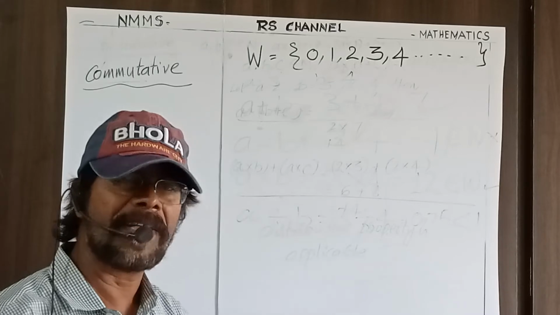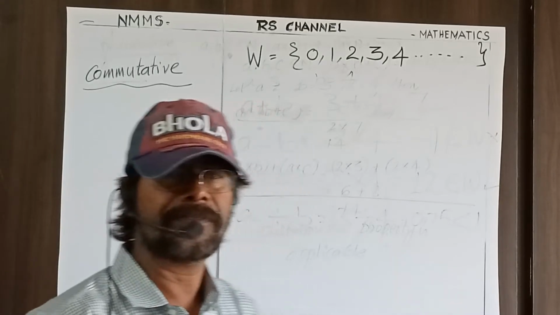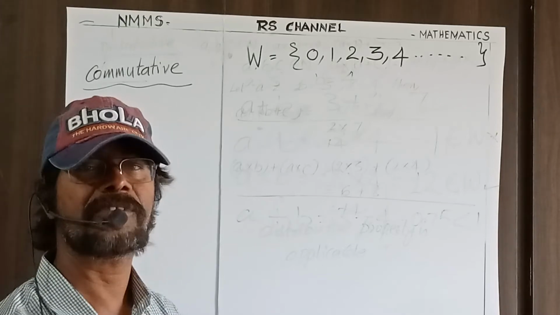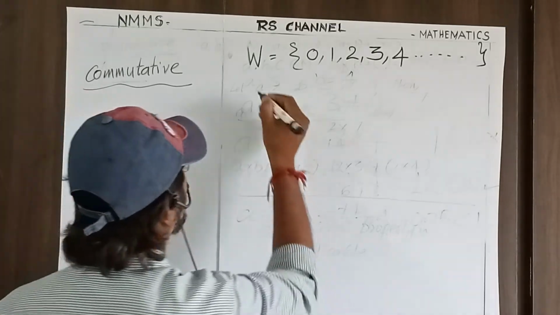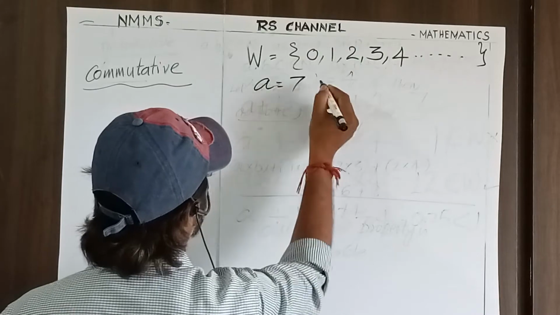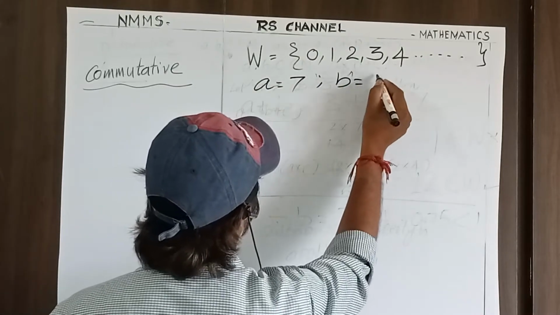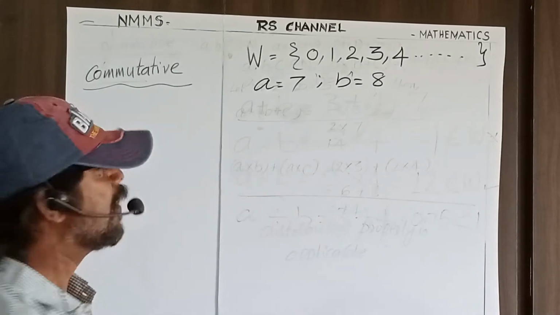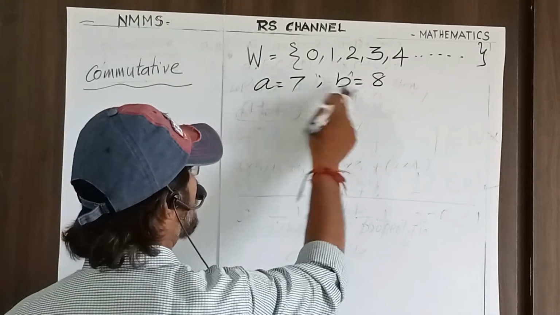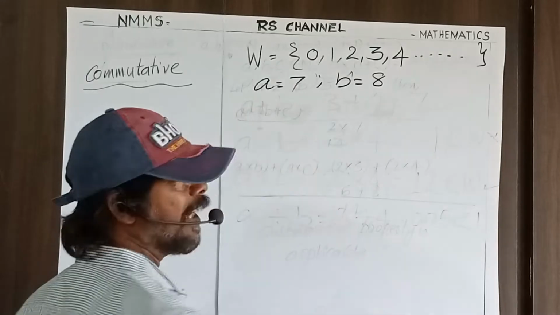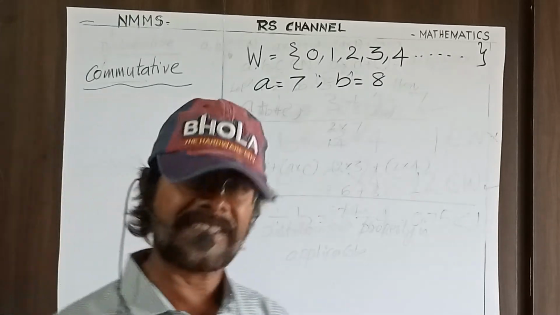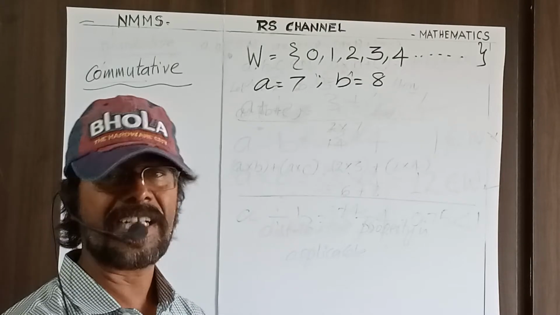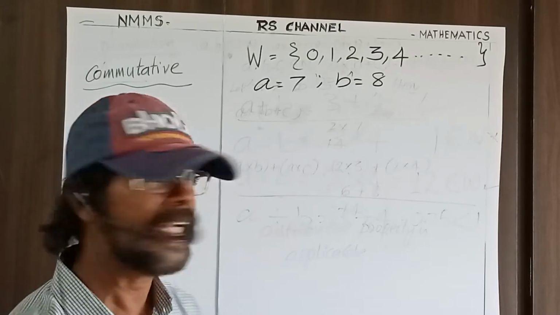For commutative properties, how many numbers have to be taken? Yes, two numbers. So I am taking A equal to 7 and B equal to 8. Now, if we add A to B or B to A and get the same answer, then we say it is commutative under addition.